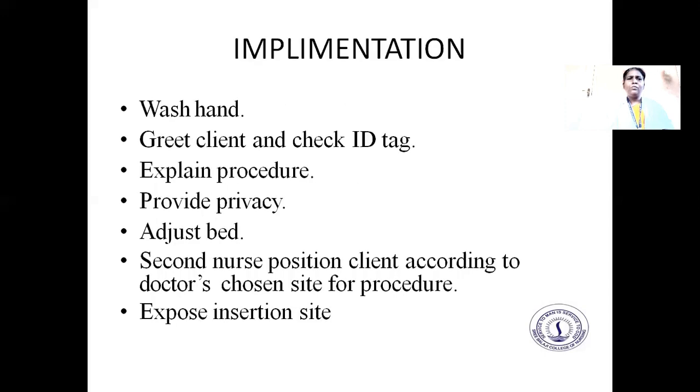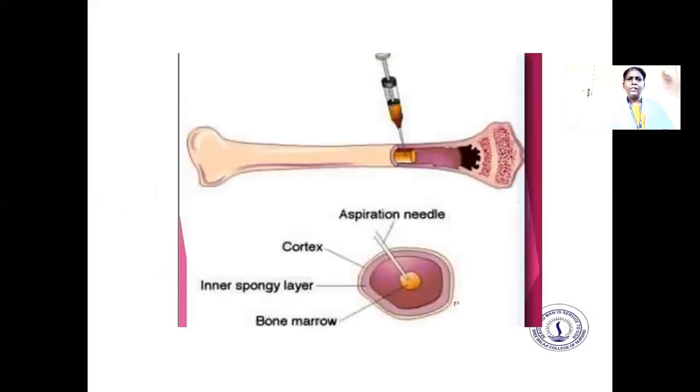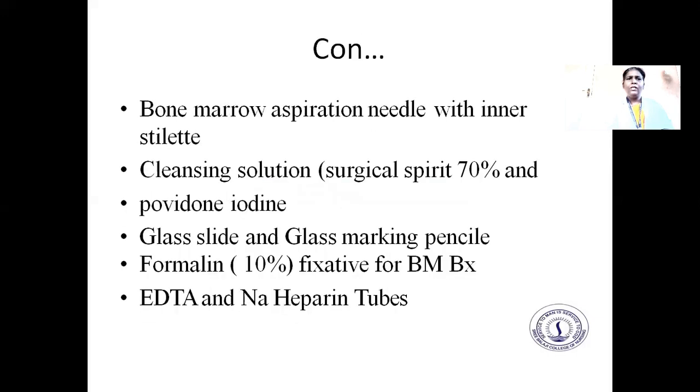So what does the implementation involve? We need to wash our hands, then greet the client and check the identification tag, explain the procedure to the patient, and provide privacy for the patient. Then we need to adjust the bed. And second is position the client according to the doctor's chosen site for procedure, then expose the insertion site. Next, bone marrow aspiration needle with inner stylet, then cleansing solution, then glass slide and glass marking pencil. Next, formalin and fixative for bone marrow, then EDTA and no-heparin tubes.